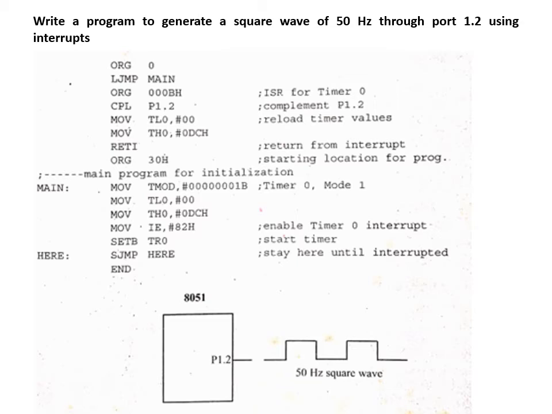Write a program to generate a square wave of 50 Hz through port 1 pin 2 using interrupts. This program we have written earlier also in module 4, where we had not considered the concept of interrupts. Whenever a single task is being performed, the concept of interrupts is not required, but here it is mentioned that you need to write the program using interrupts, hence you have to program the IE register. For calculation, just go through the program written earlier.